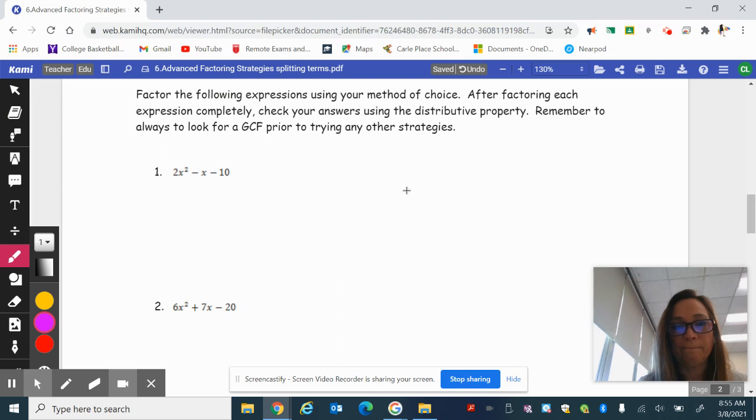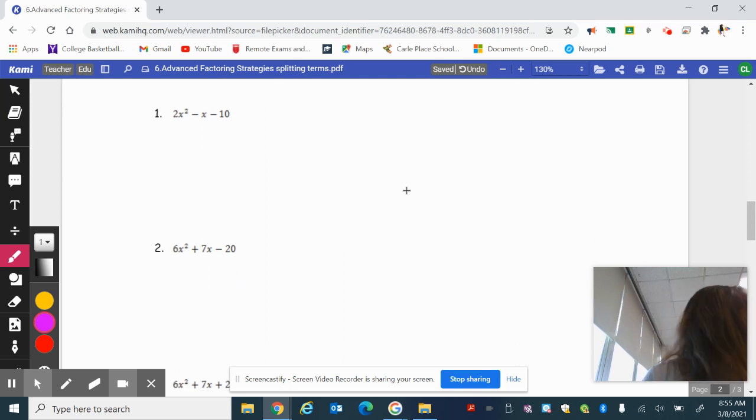So here we go. The first thing I'm going to do is check for a GCF, and there is no GCF because the 2 is not a factor of the negative 1 here. So now I'm going to do a times c, so 2 times negative 10. That gives me 20. And again, if you want to write negative 20, you can. I'm going to write it this time.